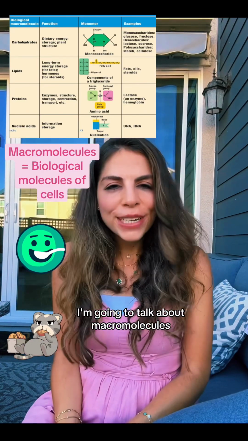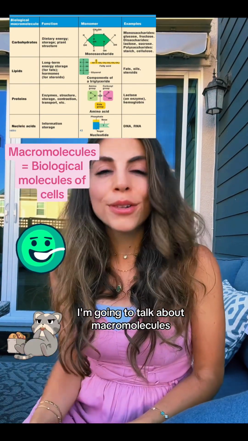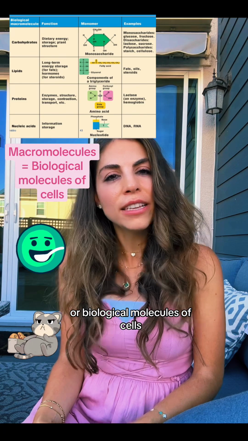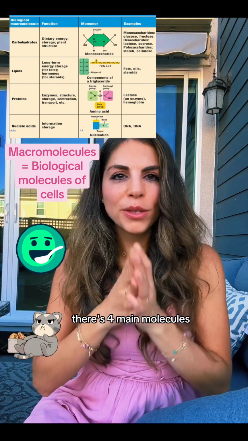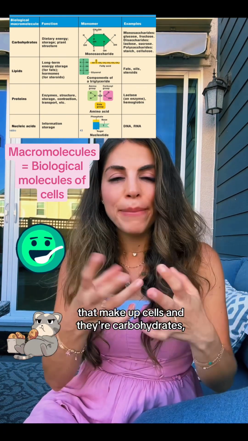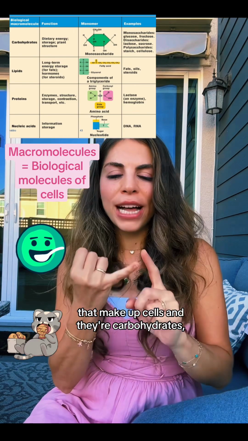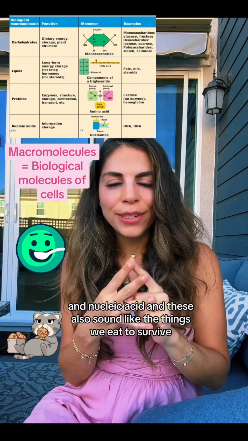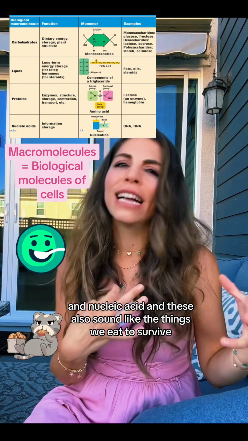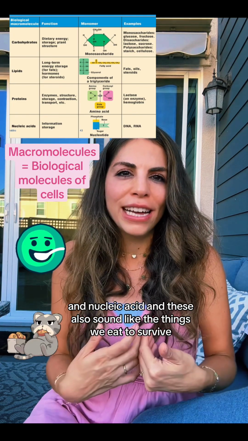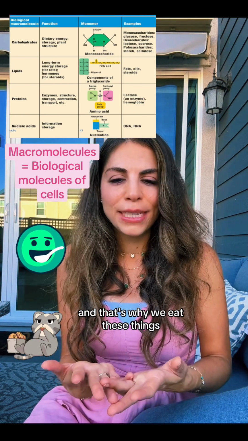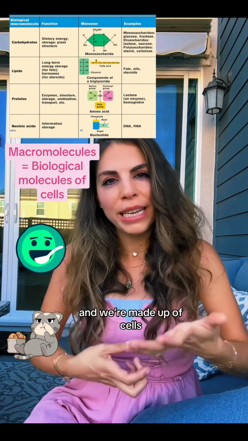Hi everyone, I'm going to talk about macromolecules or biological molecules of cells. There's four main molecules which we call macromolecules that make up cells, and they're carbohydrates, lipids, proteins, and nucleic acids. And these also sound like the things we eat to survive, and that's why we eat these things, because they make up our cells and we're made up of cells.